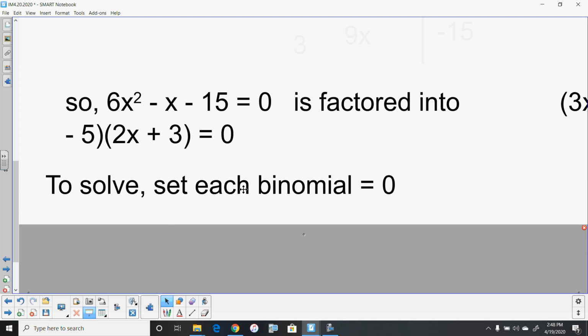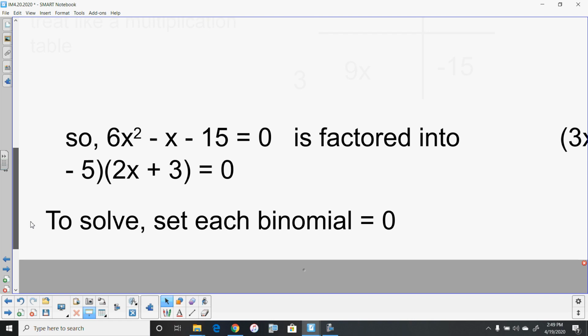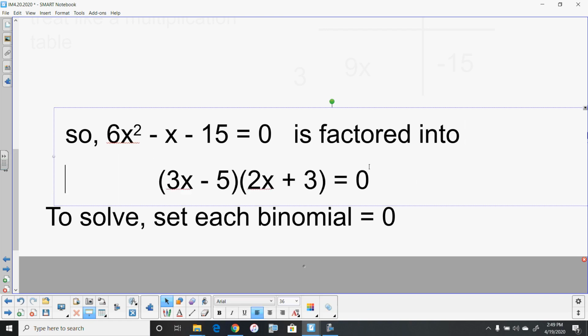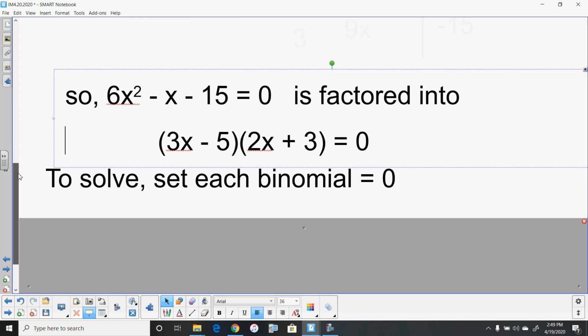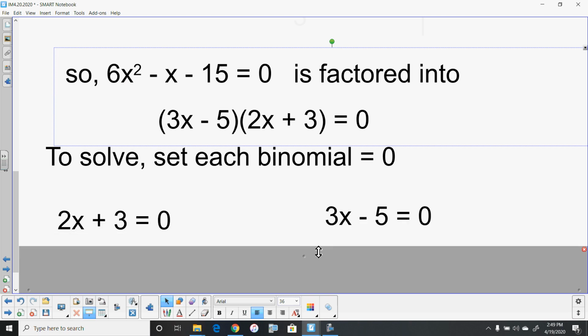But what we did was we turned 6x squared minus 1x minus 15 into 3x minus 5 times 2x plus 3. One extra step we now have to do because we're solving is you set each set of parentheses equal to 0. 2x plus 3 equals 0. 3x minus 5 equals 0.